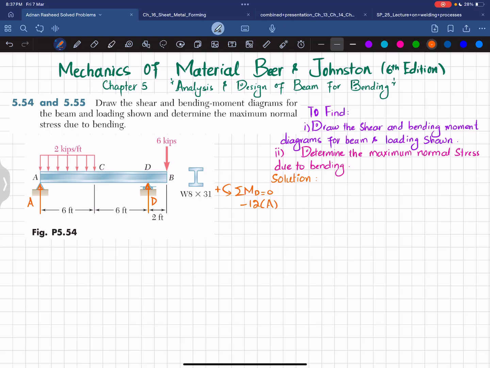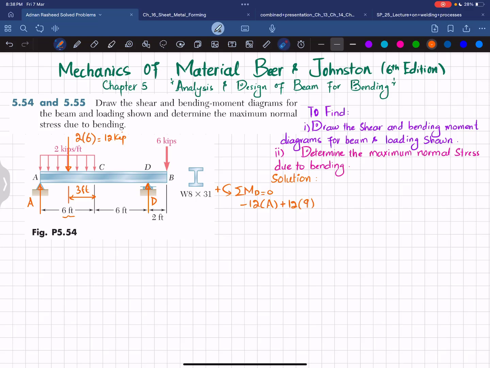The second moment is produced due to this distributed load. When converted into a point load, it will be 2 multiplied by 6, which equals 12 kips, and it will act at a distance of 3 from A to the midpoint. So this is 3 feet. From this midpoint till D, this will be 9 feet, and this is producing a counterclockwise moment, so it will be positive. So I can write plus 12 into 9.